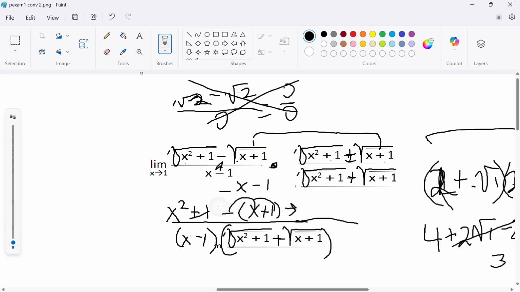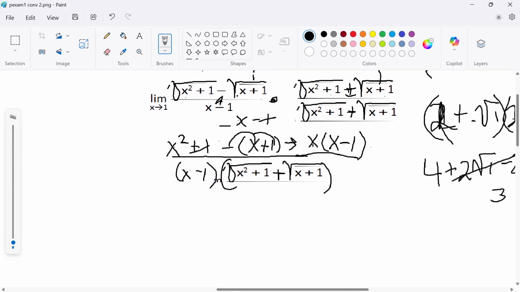So the 1's go away. I've got x squared minus x. I can just factor an x out: x times x minus 1. That's what's on the top. x times x is x squared, x times negative 1 is negative x. And then on the bottom, I've got x minus 1 times the square root of x squared plus 1 plus the square root of x plus 1.